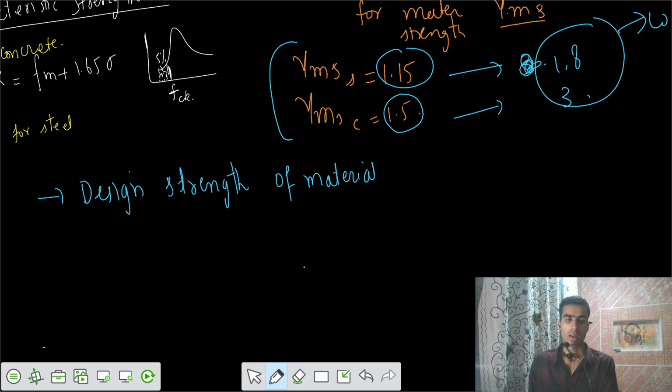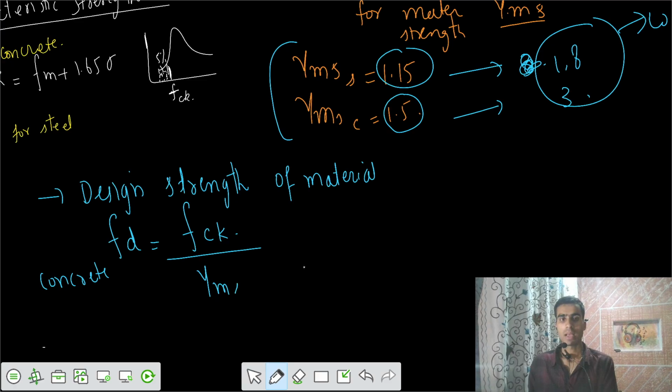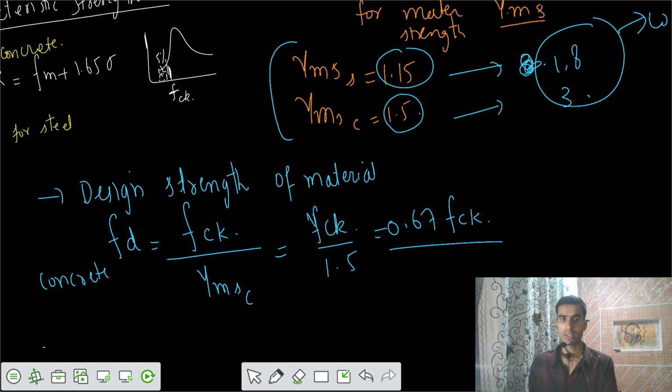So we can write, the first one is F design, that's your characteristic compressive strength divided by the factor of safety. If you talk about concrete, I would say fck divided by the factor of safety, gamma mc, that's fck divided by 1.5. So it comes out to be 0.67 fck. So this is your design strength for the material.